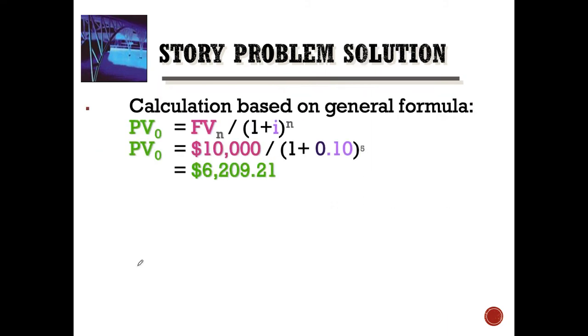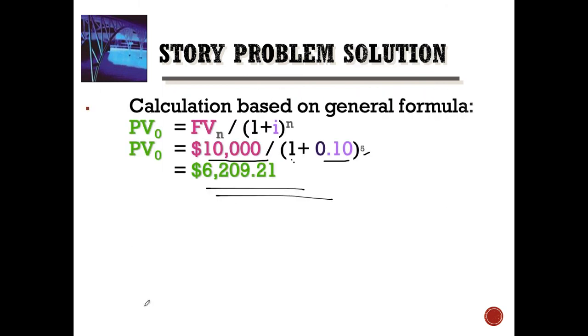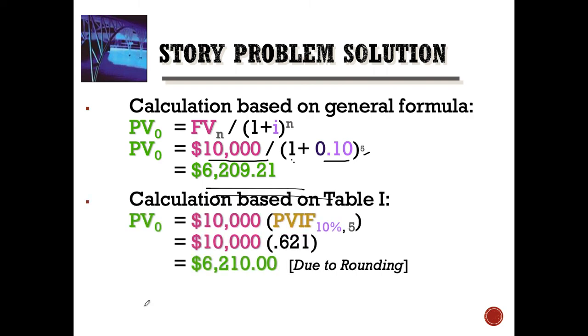So the calculation based on the general formula: present value 0 equals future value divided by (1 plus interest) to the power of n. The future value is $10,000, divided by 1 plus 10%, or 0.10, to the power of 5. So the result is $6,209.21. So the present value is $6,209.21.